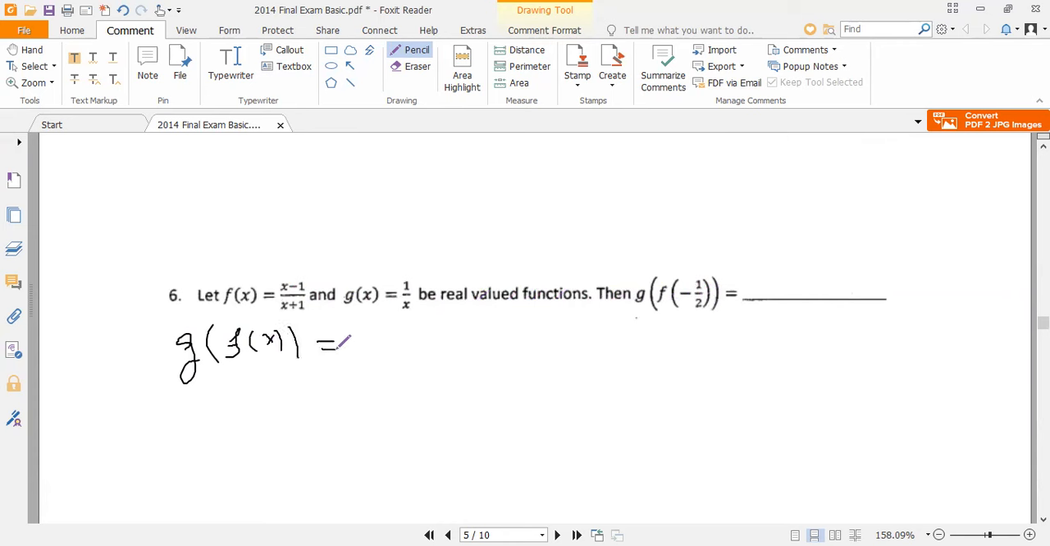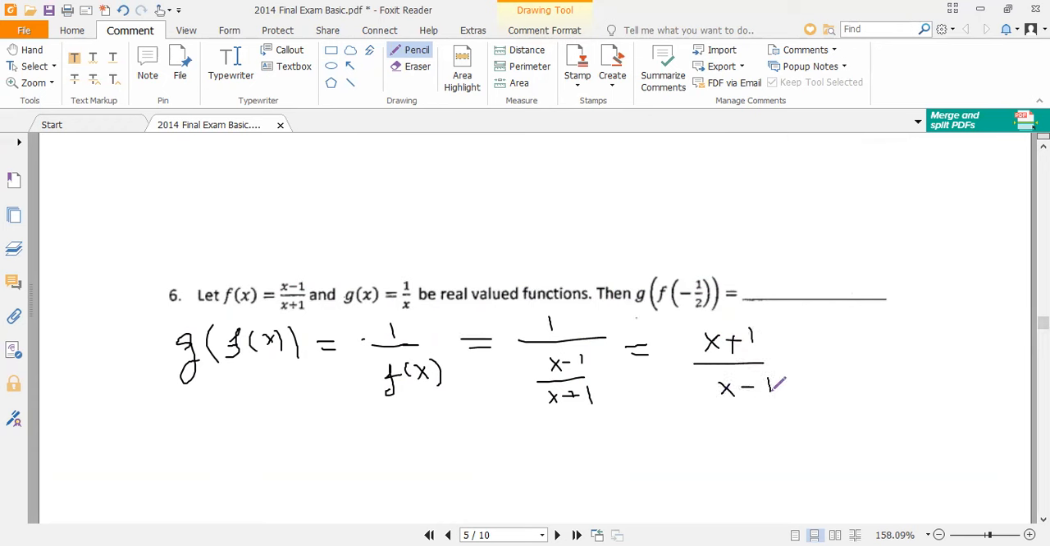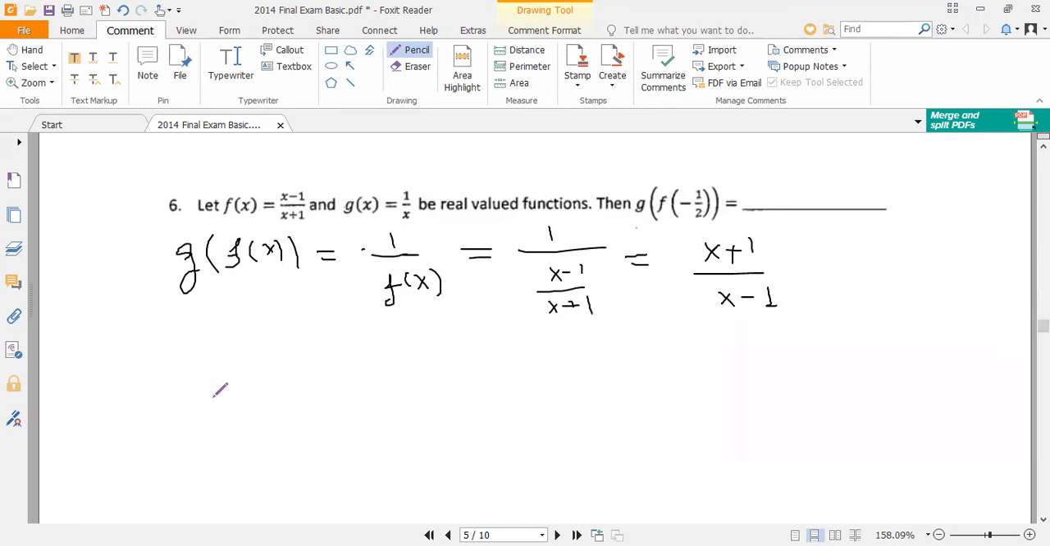So g of f of x is the same as 1 over f of x, which is equal to 1 over x minus 1 over x plus 1. So we can write this one as x plus 1 over x minus 1.